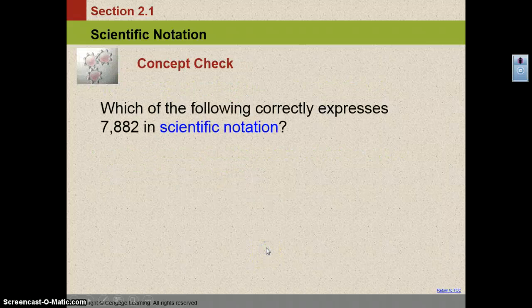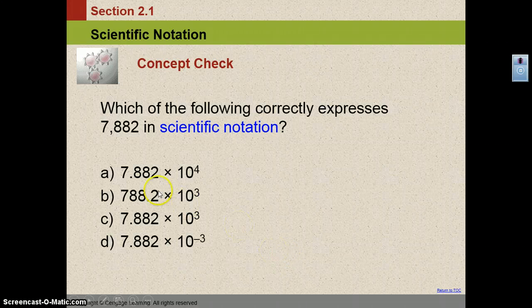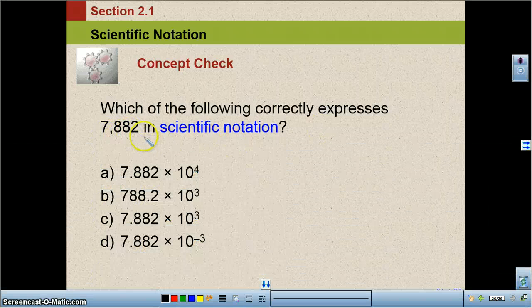Let's look at the concept check. Which of the following correctly expresses 7,882 in scientific notation? So we look at this number and we have to ask ourselves, okay, where is the decimal point? And the decimal point is right here, hiding if you don't see it. And we would have to move it 1, 2, 3 places to the left, indicating a positive power. So we know automatically that this isn't going to work. And we moved it 3 places to the left, between the 7 and the 8, and the positive 3. So the correct answer is going to be C.